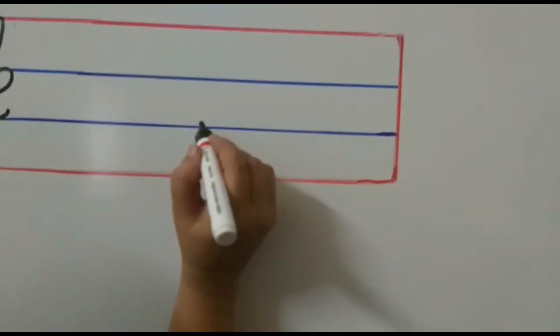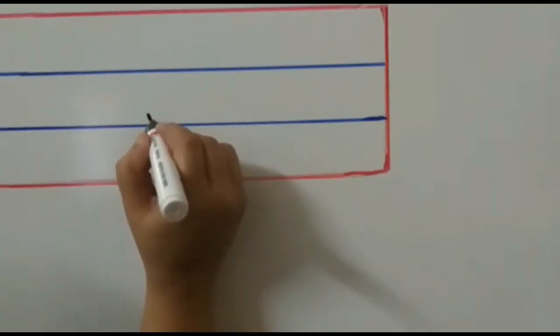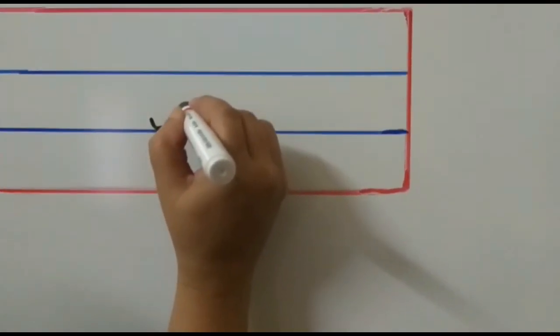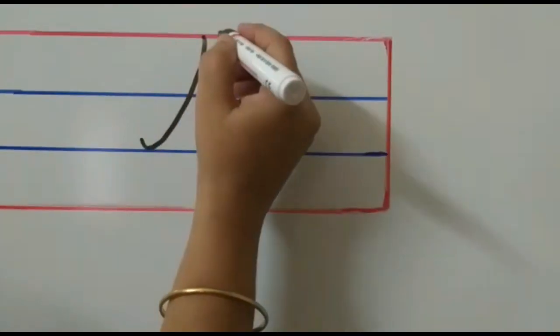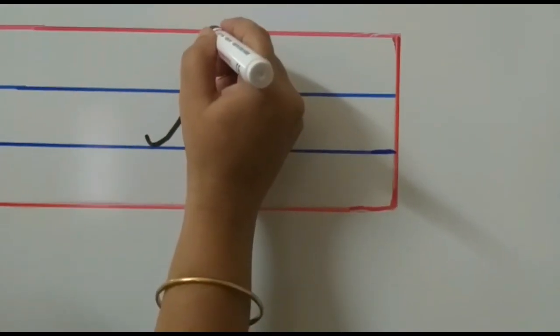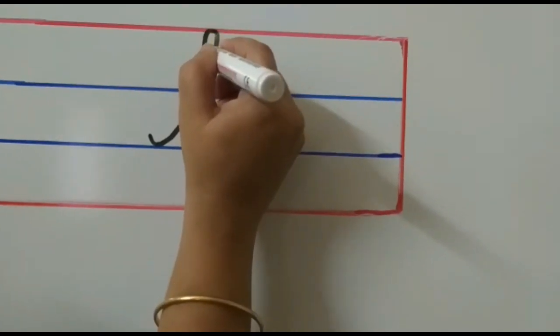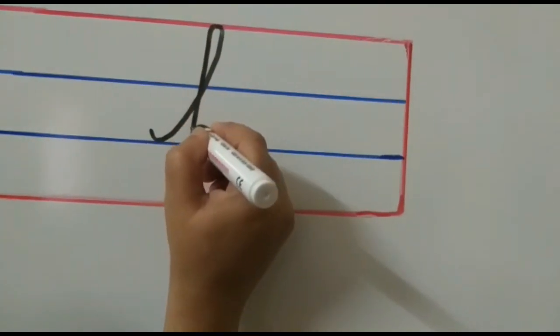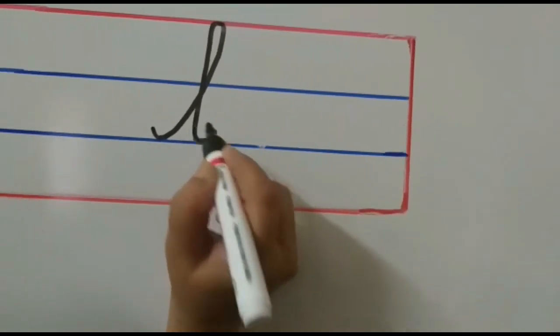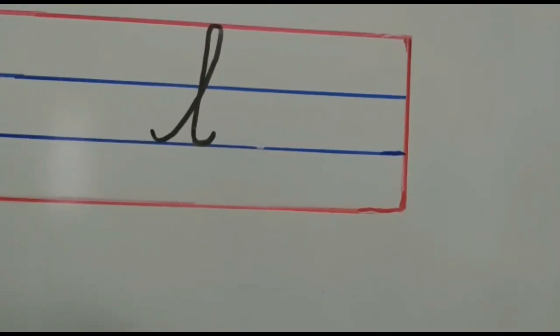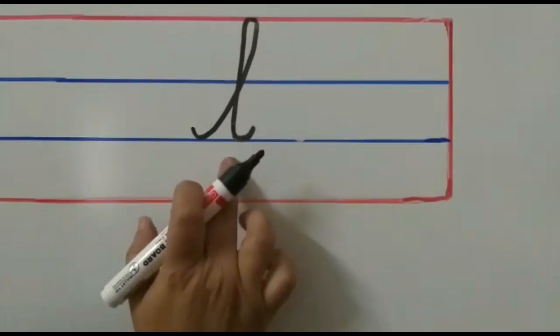K after L. Children, L is very easy. See here. Make a small curve. Go up to the first red line. Now you have to turn back, children. Turn back. Come down to the third blue line and make a small curve. This is small cursive L.